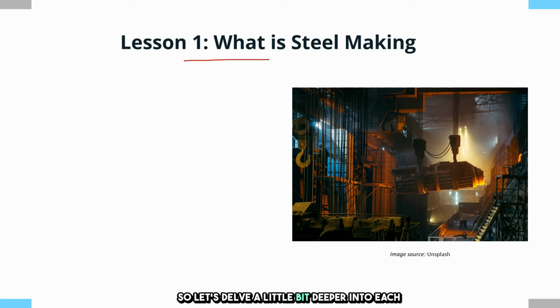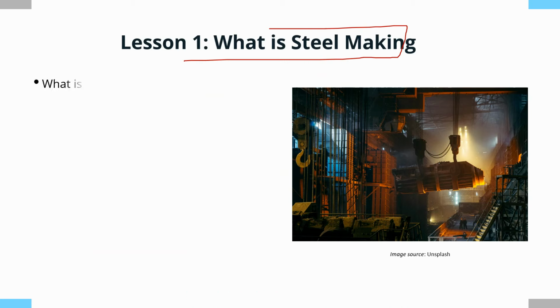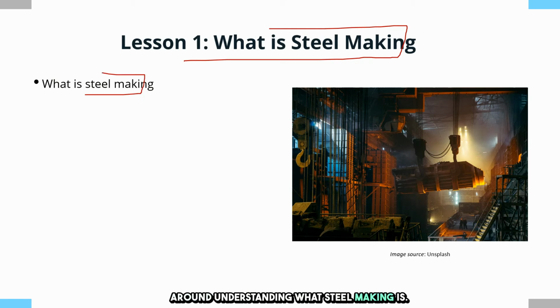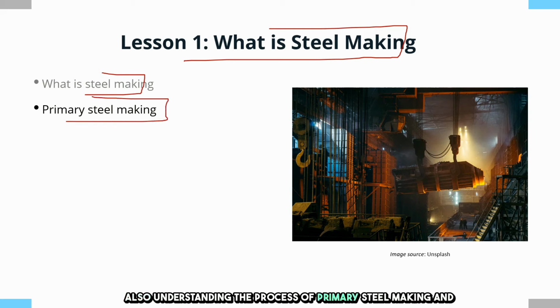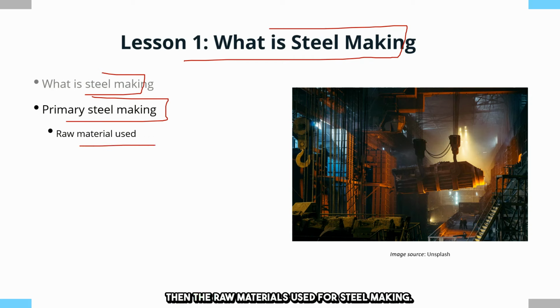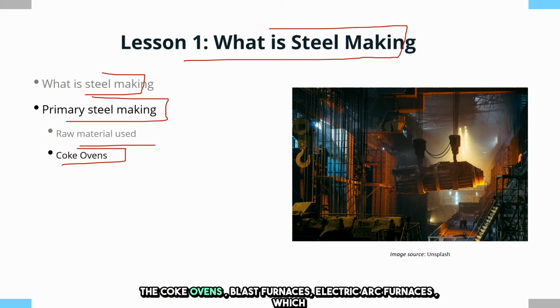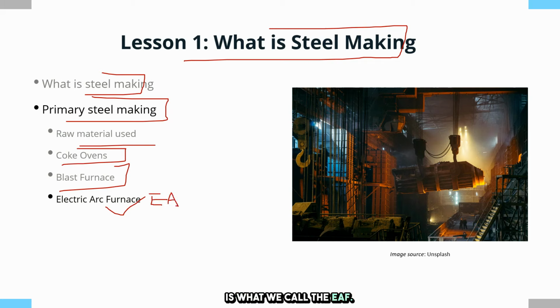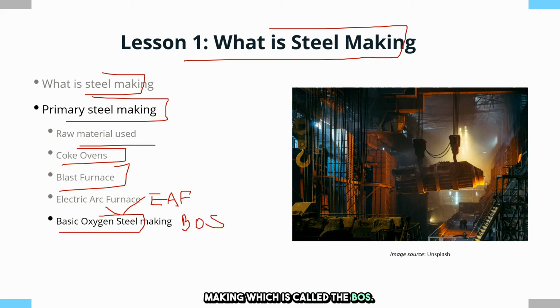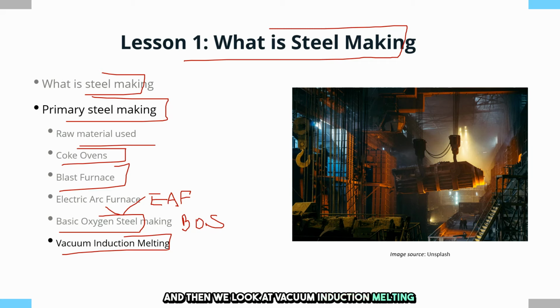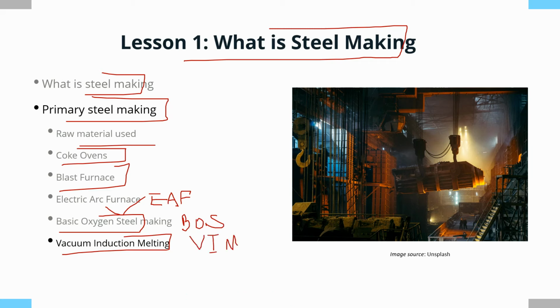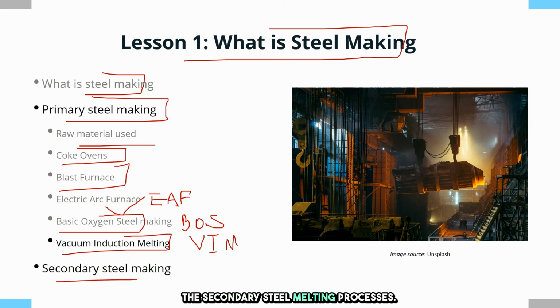So let's delve a little bit deeper into each of these modules and try to understand what we hope to learn from each of these lessons. So lesson 1, what is steel making? So the first lesson will be around understanding what steel making is, also understanding the process of primary steel making, and then the raw materials used for steel making. And then we look at things like the coke ovens, blast furnaces, the electric arc furnace, which is what we call the EAF, and then the basic oxygen steel making, which is called the BOS. And then we look at vacuum induction melting, which is called VIM, simply called VIM. And then we look at the secondary steel making processes. So quite a number of steel making processes for us to look into in this module.